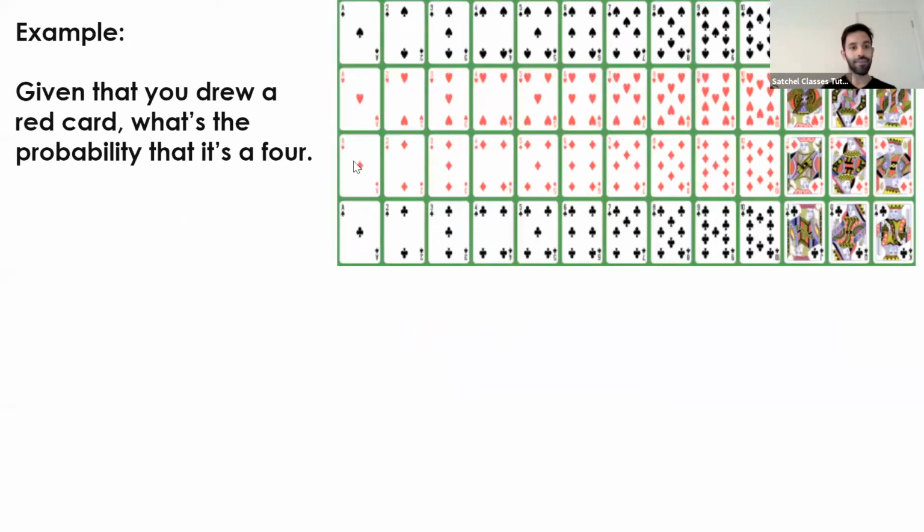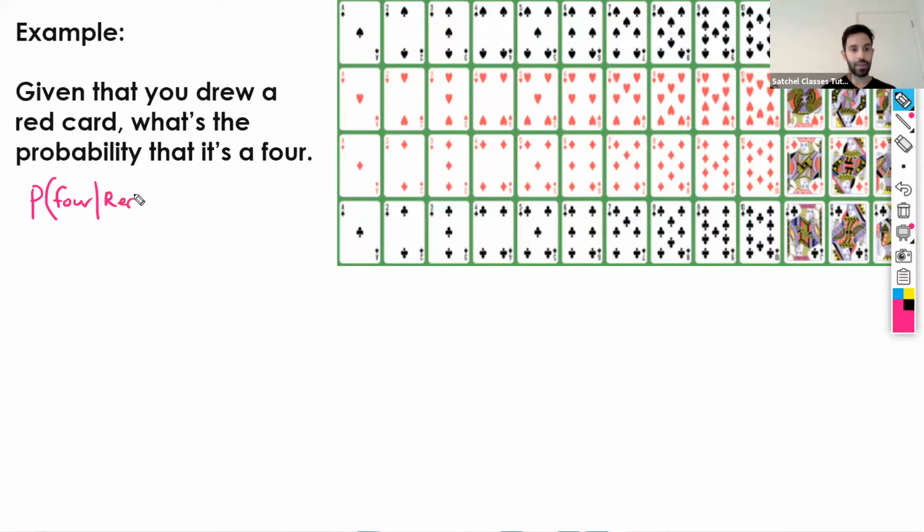So it says here, given that you drew a red card, what's the probability that it's a 4? So we can rewrite this using Venn diagram notation. The probability of a 4, given that a red card has already been drawn. Well, let's think about this.